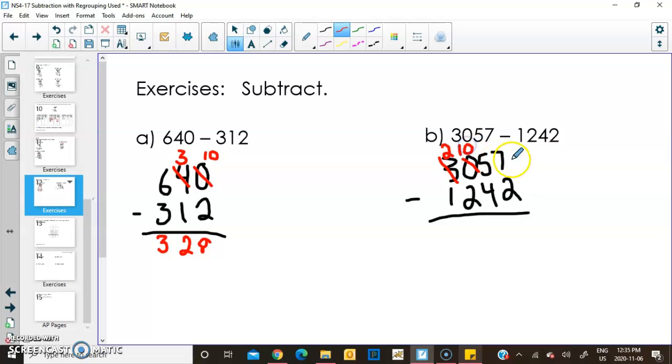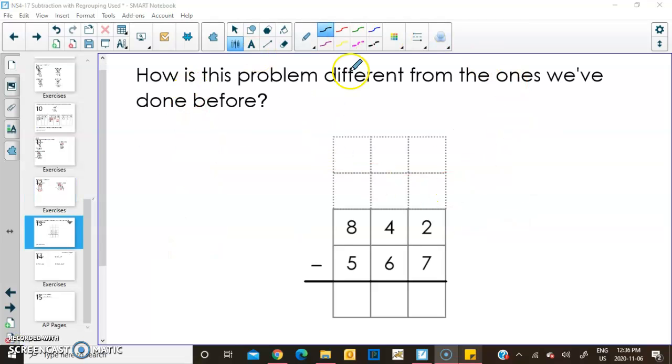Okay, now again, this is an easy peasy lemon squeezy question. Start with the ones place value. 7 minus 2 equals 5. 5 minus 4 equals 1. 10 minus 2 equals 8. And 2 minus 1 equals 1. Very good, grade 4s. Okay, so how is this problem different from the ones we've done before?